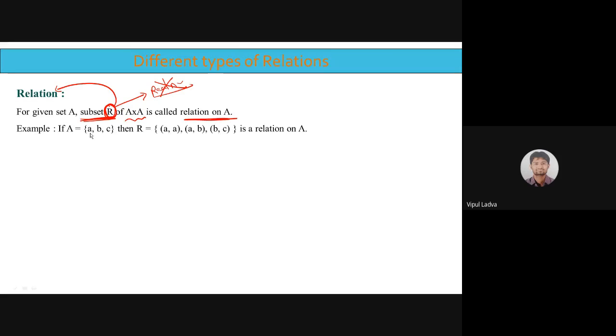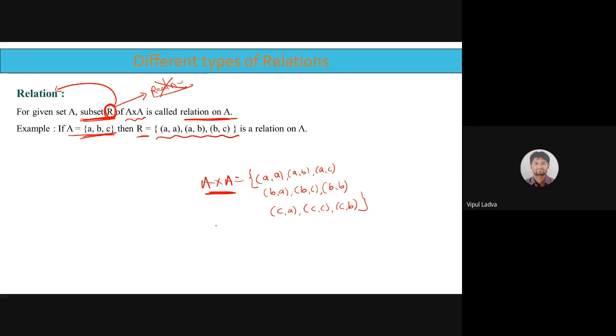For example, if I have a set A with 3 elements A, B, C, then for A cross A, I will have 3 into 3, that is 9 elements. Those 9 elements will be: (A,A), (A,B), (A,C), then (B,A), (B,B), (B,C), then (C,A), (C,B), (C,C). This is the product set of A with A.